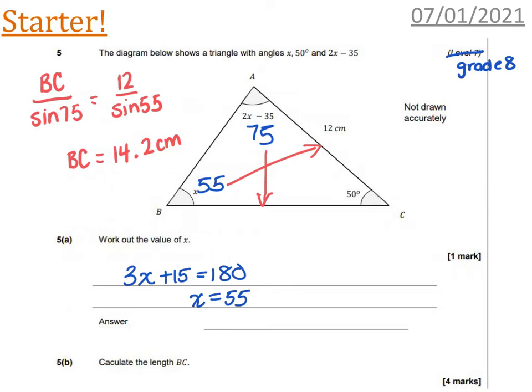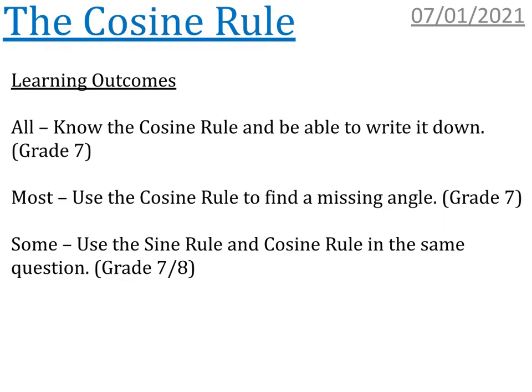Let's look at what we're going to do today. So the main plan for today is, can you memorize the cosine rule and recall it? And can you use it to find a missing angle? I've also added in a few questions that maybe use the sine and cosine rule together in the same question. So you have to decide which one you want to use.